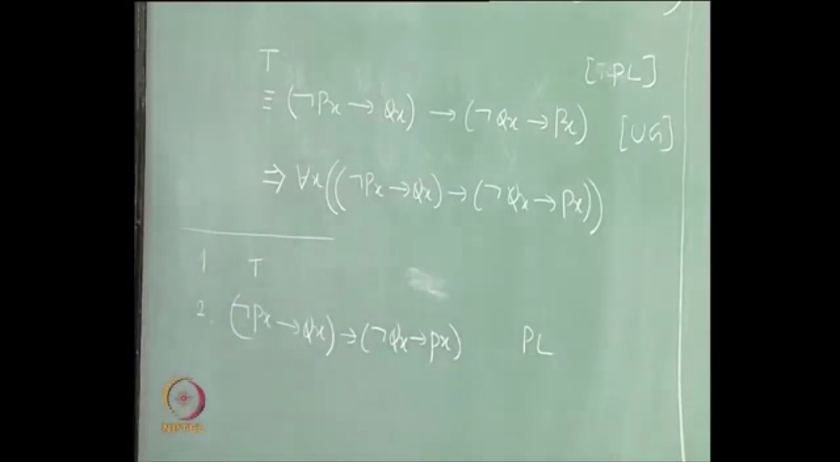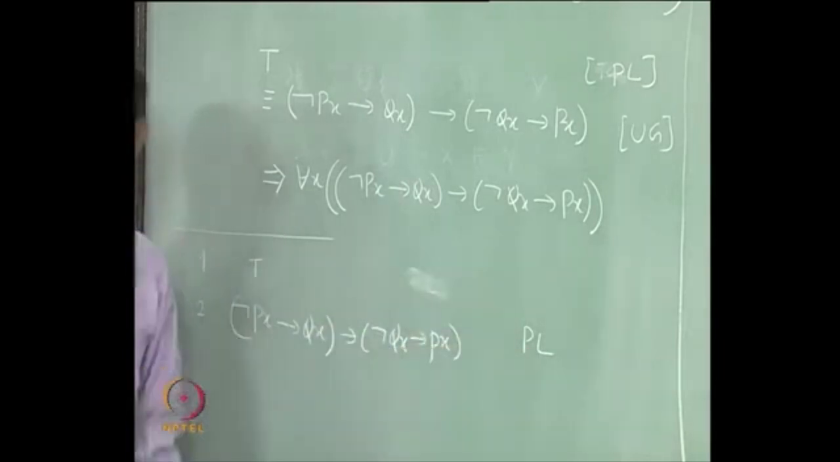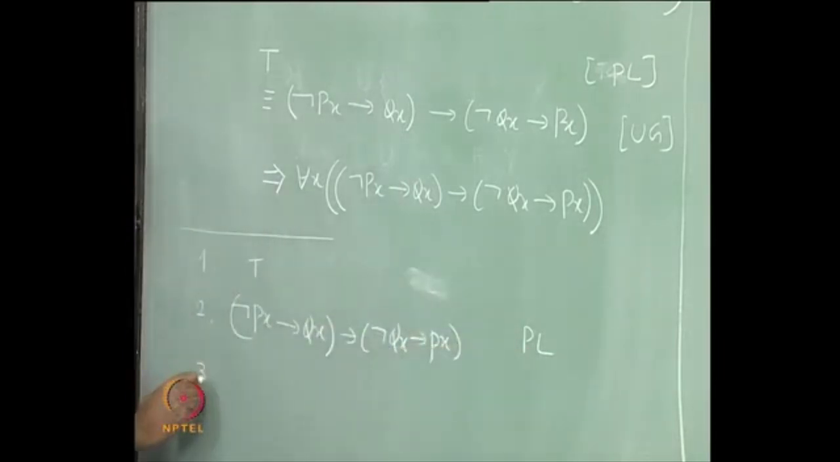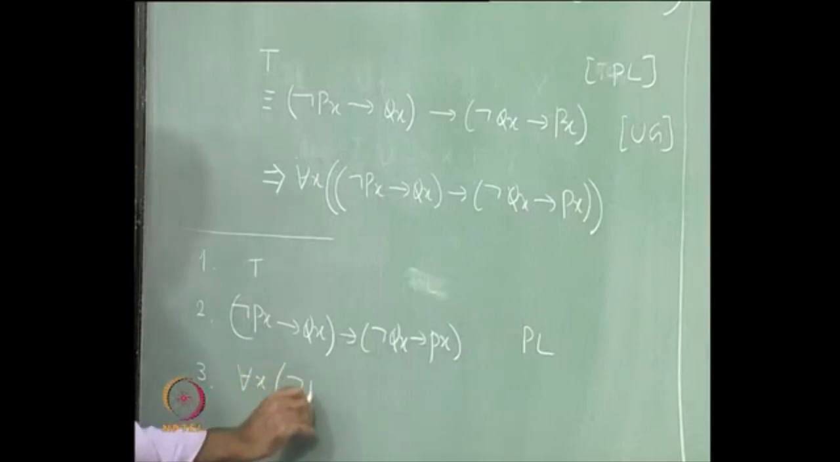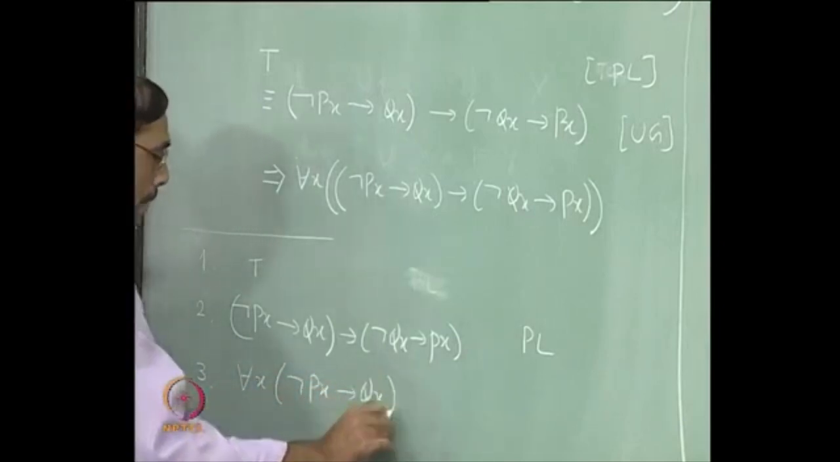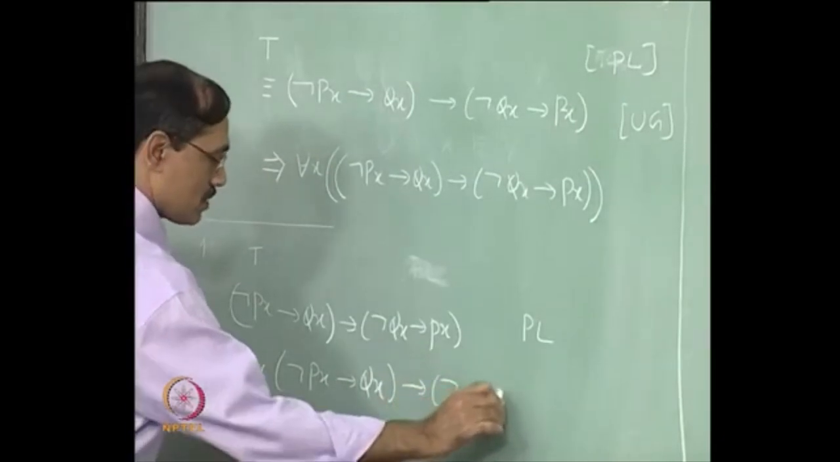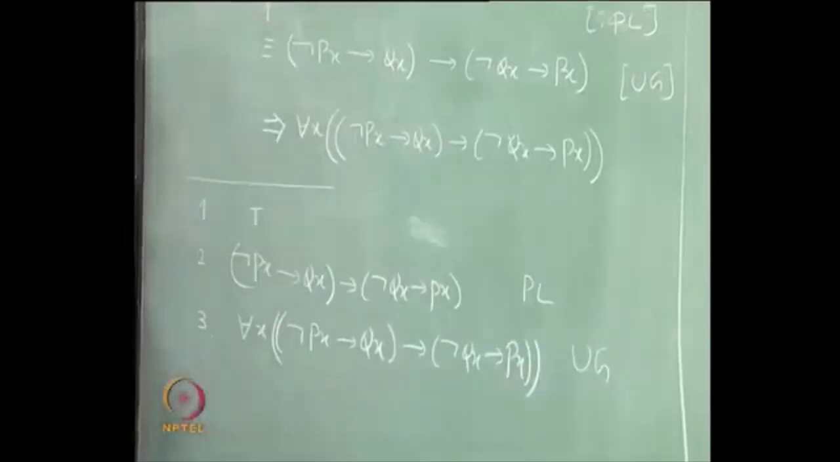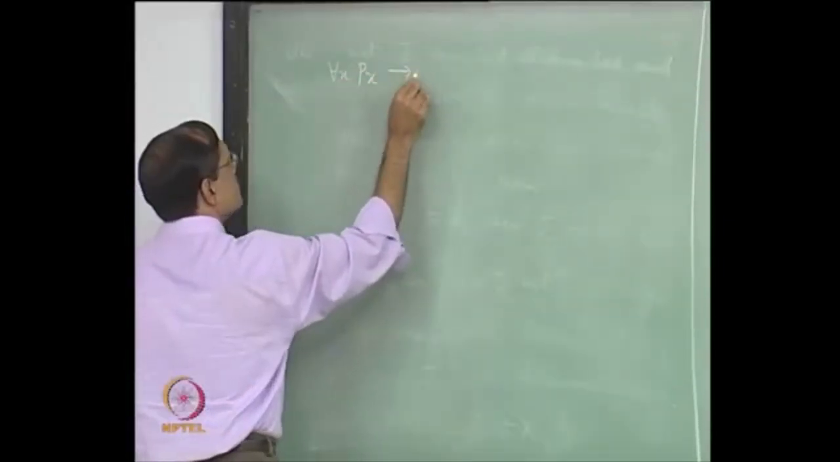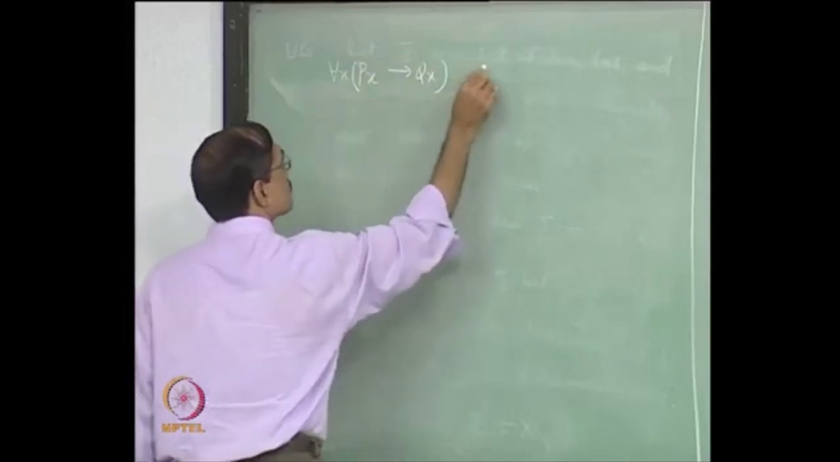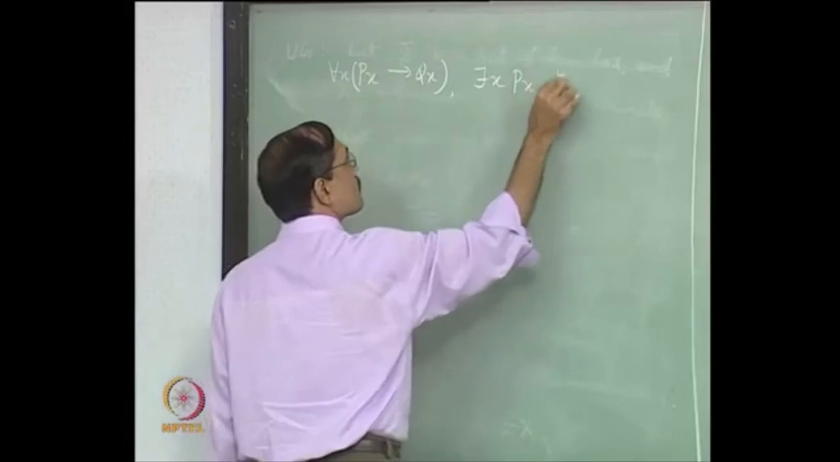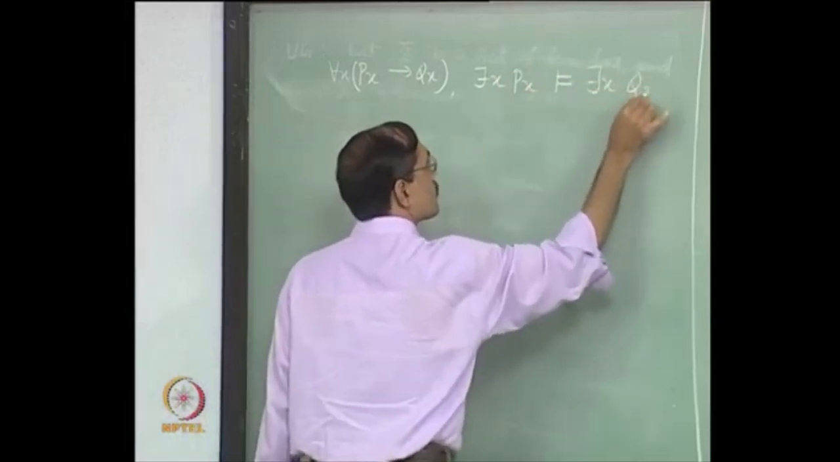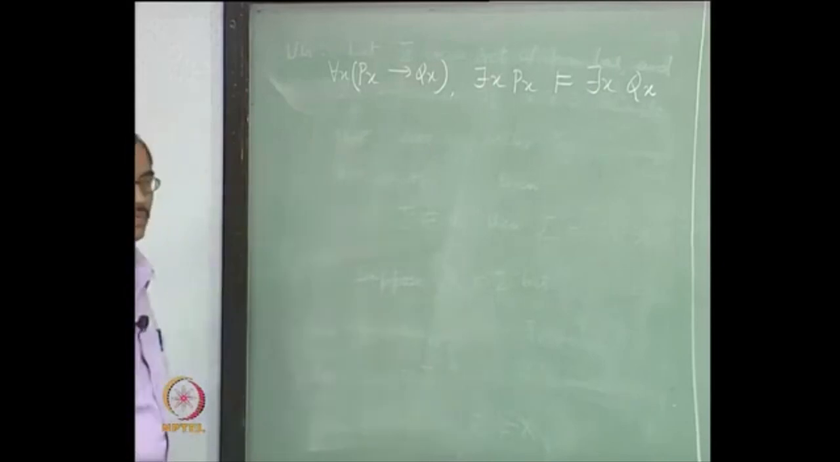In calculation, we write the previous step, what we are going to do. Now, here we are giving justification, not what we are going to do, but what we have done. So, here we have simply used PL tautology. Then third one, we simply write for each x, not PX implies QX implies not QX implies PX by universal generalization. This is what we wanted to prove, right.